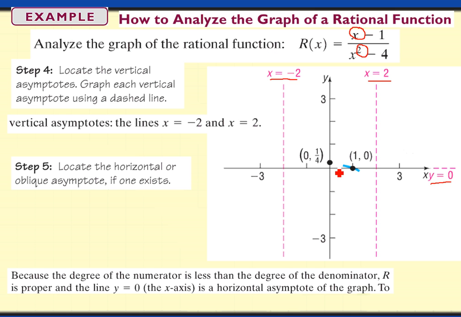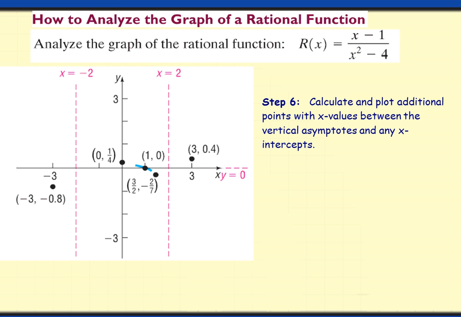And then you see that we have plotted the two intercepts. The y-intercept is right here, and the x-intercept is right here. Plotted both of those. Okay, well, what do we do next? Well, we need to calculate and plot some additional points that have x values between the vertical asymptotes and any x-intercepts.